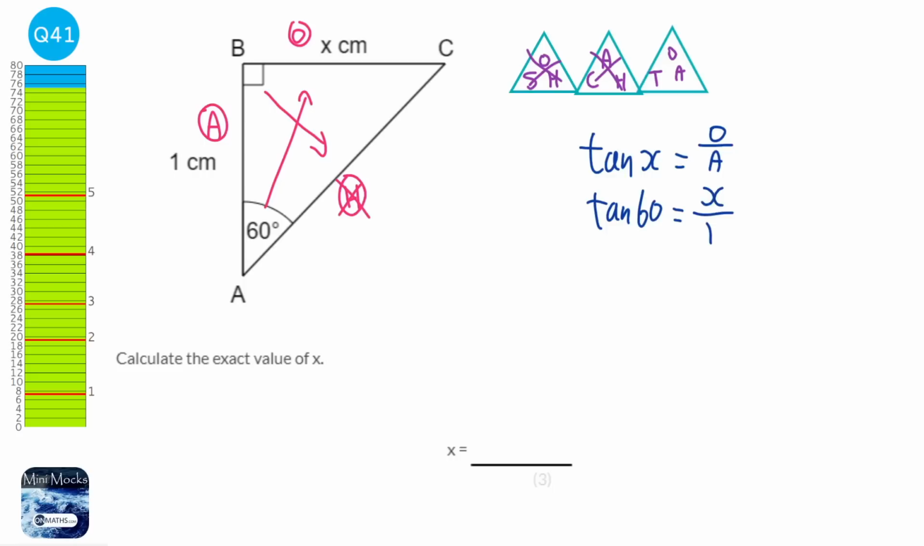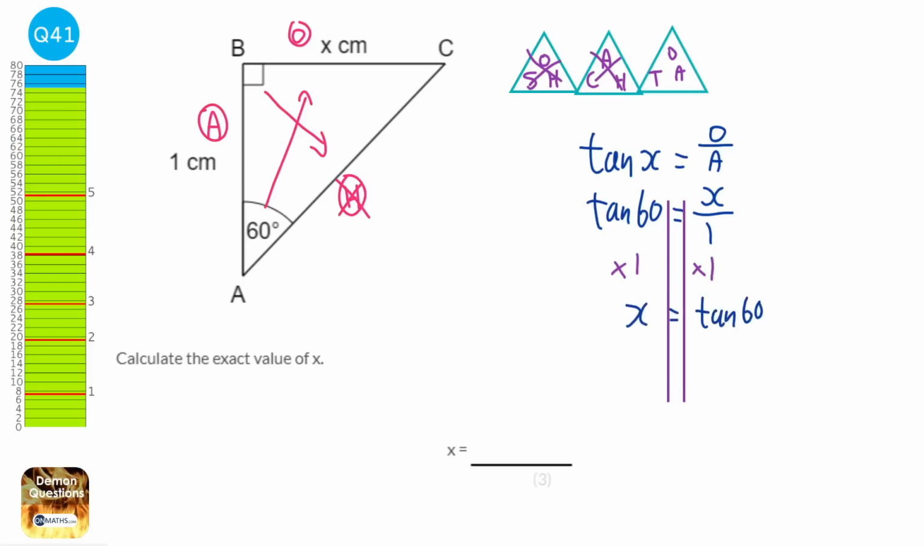And so now here we're looking for the exact value of X. So if I times both sides by 1, or just get rid of the fraction, we end up with X equals tan 60. Now you need to know off by heart what tan 60 is, and we can work it out just briefly by drawing an equilateral triangle. So that is going to be 60 by 60 by 60. And we're going to put all the lengths around the outside as 2.